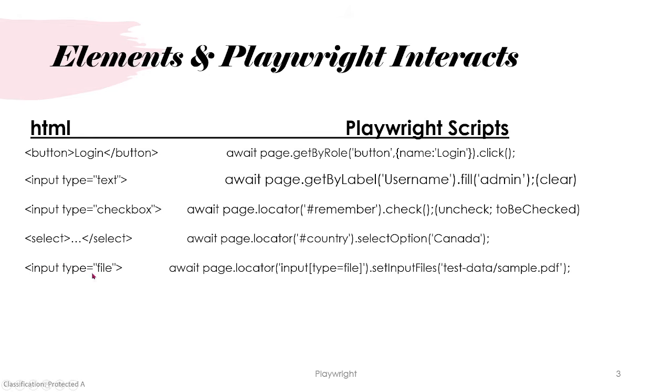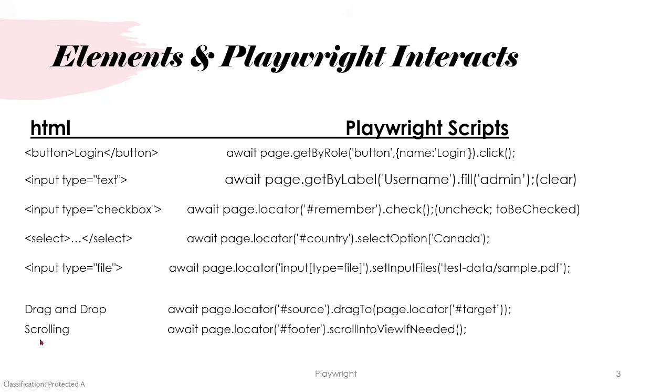This input type is equal to file. With page.locator, this is a file, so setInputFiles. This is a path. This is a file name. Drag and drop: with page.locator, this is the source element, drag and drop to this element. Scrolling: with page, find this footer and scroll into view.